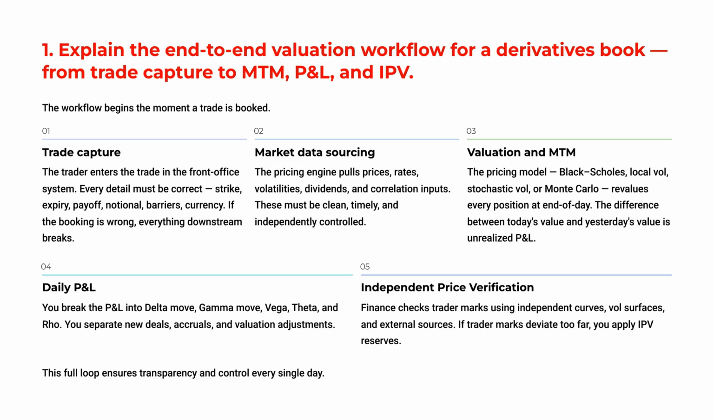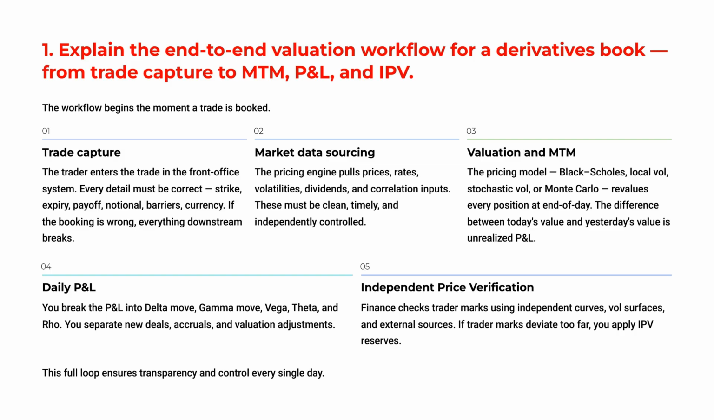Step 2. Market data sourcing. The pricing engine pulls prices, rates, volatilities, dividends, and correlation inputs. These must be clean, timely, and independently controlled. Step 3. Valuation and MTM. The pricing model, Black-Scholes, local vol, stochastic vol, or Monte Carlo, revalues every position at end of day. The difference between today's value and yesterday's value is unrealized P&L.